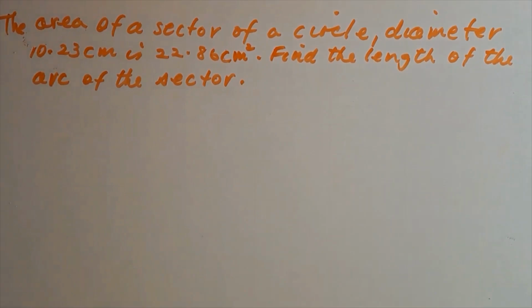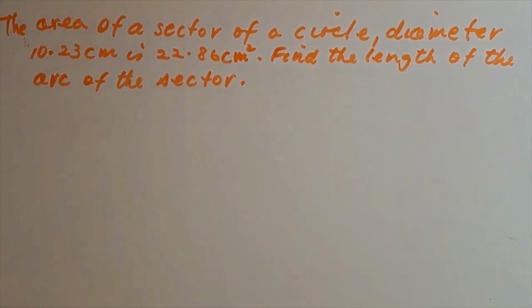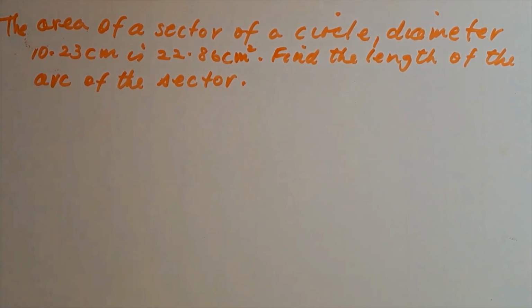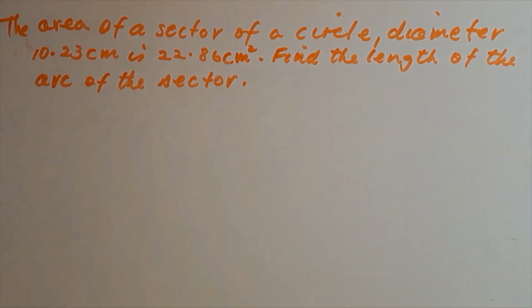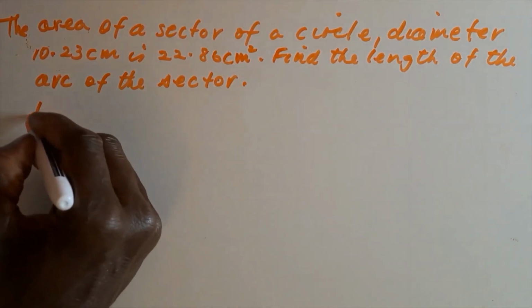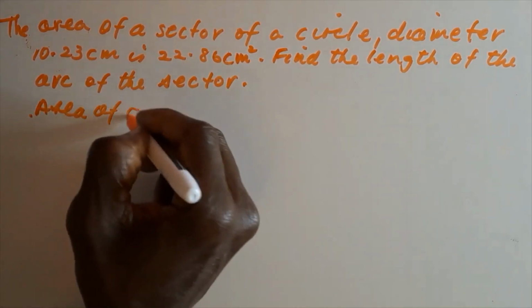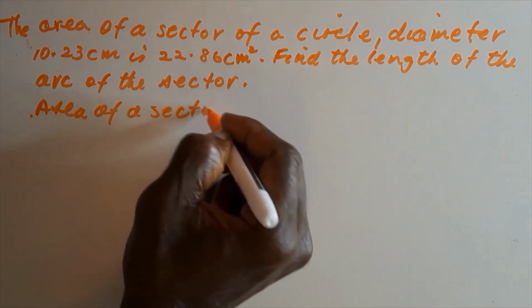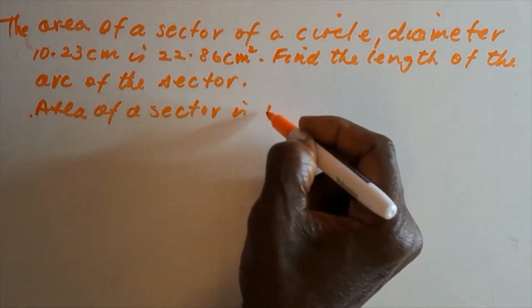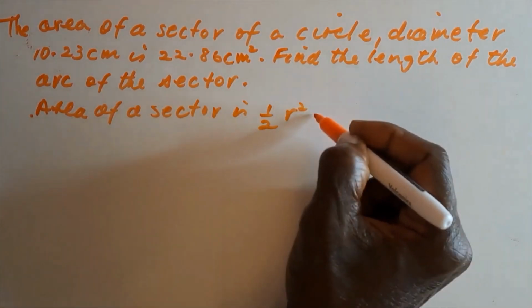Hello. The area of a sector of a circle with diameter 10.23 centimeters is 22.86 centimeters squared. Find the length of the arc of the sector. We know that the area of a sector is 1/2 r squared theta.